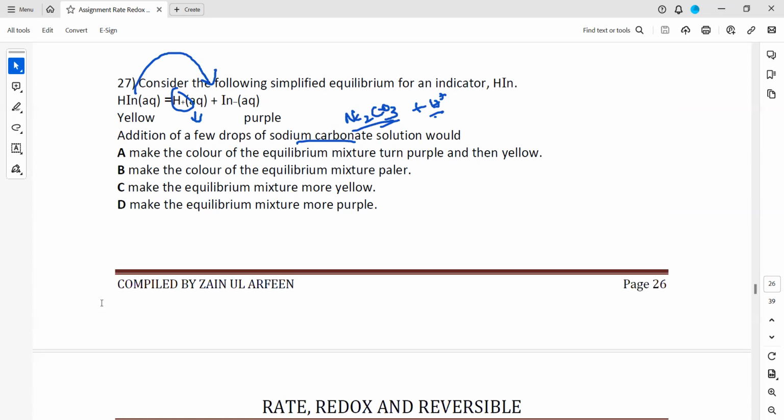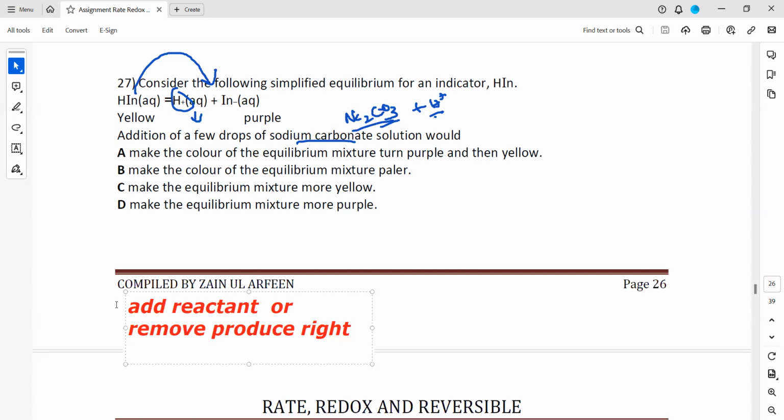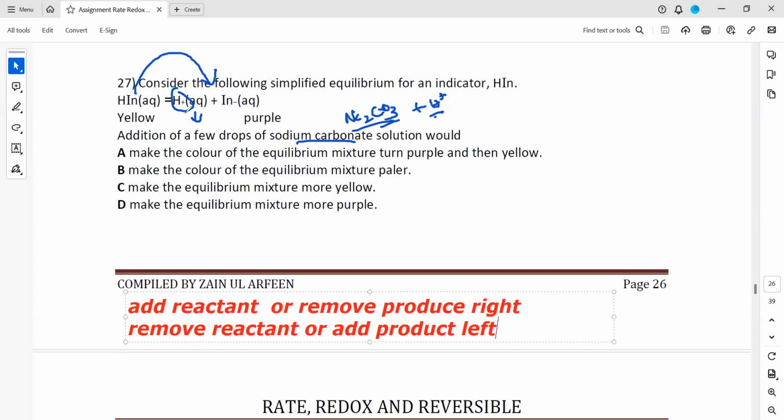Because of how the factors affect the equilibrium, if we add reactant or we remove product, equilibrium will shift towards the right hand side. And if we remove reactant or we add product, equilibrium will shift towards the left hand side. So what we have to do is check what happened here. If we add sodium carbonate, we have to check which substance sodium carbonate can react with. Sodium carbonate can react with acid.